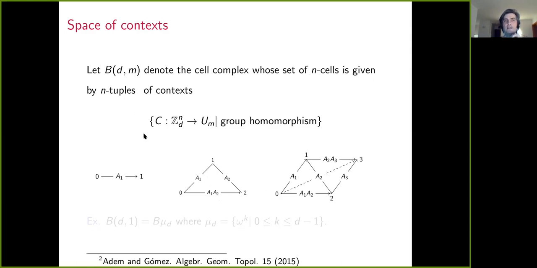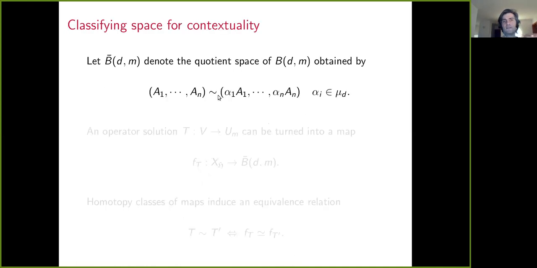A trivial case would be taking m equal to 1, which is looking at scalar contexts, that is, contexts in U(1). As we defined them, contexts are just a bunch of unitaries. In this case, it turns out to be the classifying space of this abelian group, the cyclic group generated by omega, a cyclic group of order d. This is the ordinary classifying space, an object from algebraic topology. If you're familiar with it, you can think of these versions as non-commutative generalizations of this ordinary classifying space.